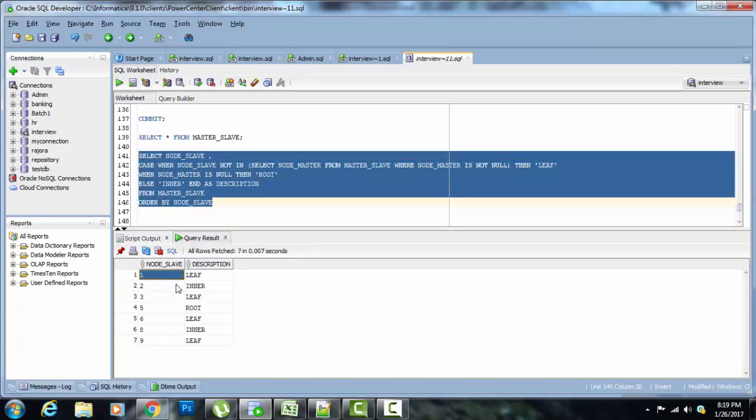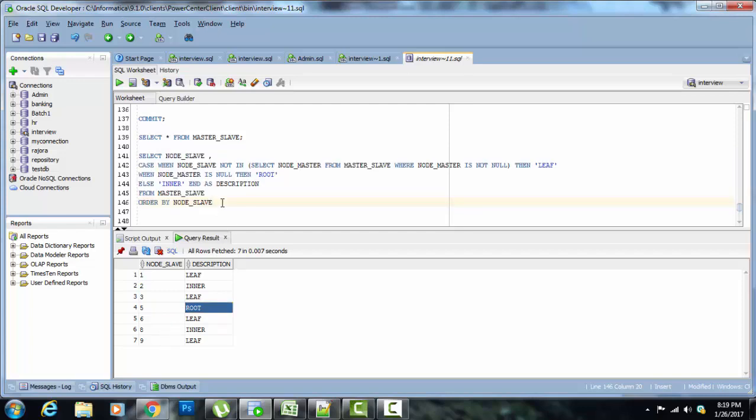Wow, here is our desired output. We have 1 as leaf, 2 as inner, 3 as leaf, 5 root, etc. So basically here we are actually checking the existence of one column in the other column. Hope this scenario might help you in some other cases where you need to check the values between the two columns and so on.